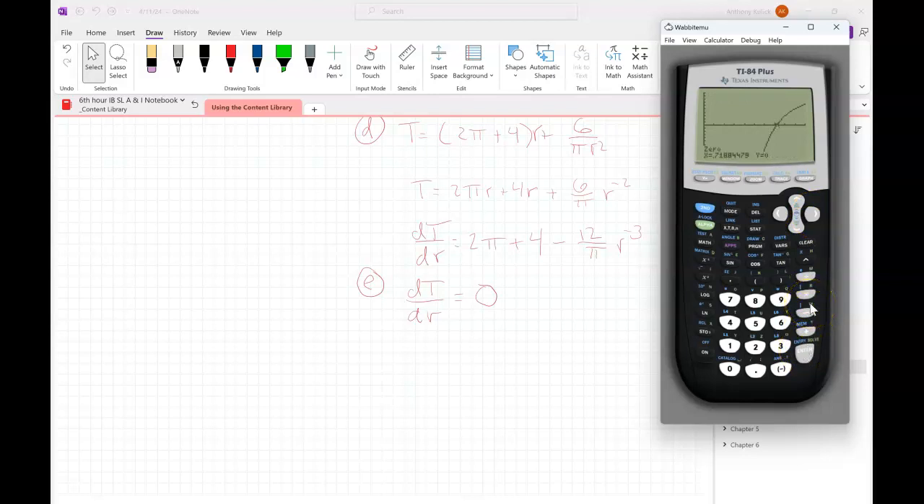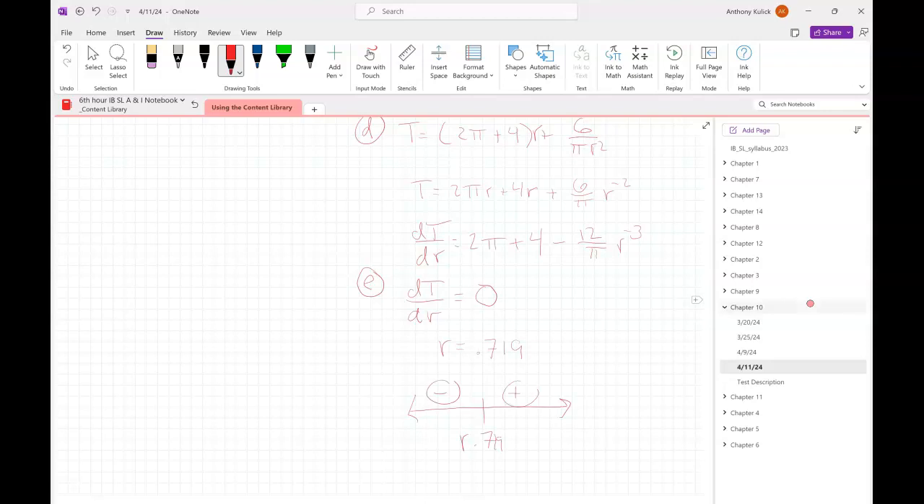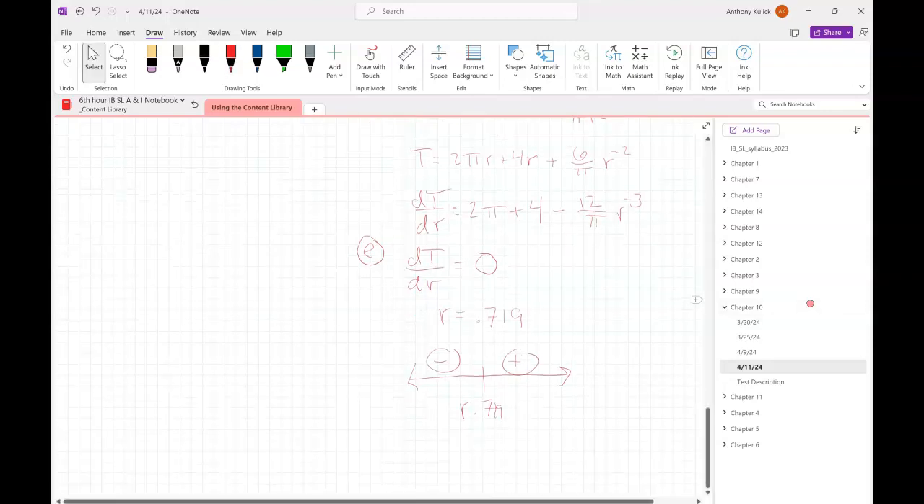So I get R is 0.1 or 0.719. And if I draw my sign diagram, we're negative before that and positive after that. So that means that we were a local min.